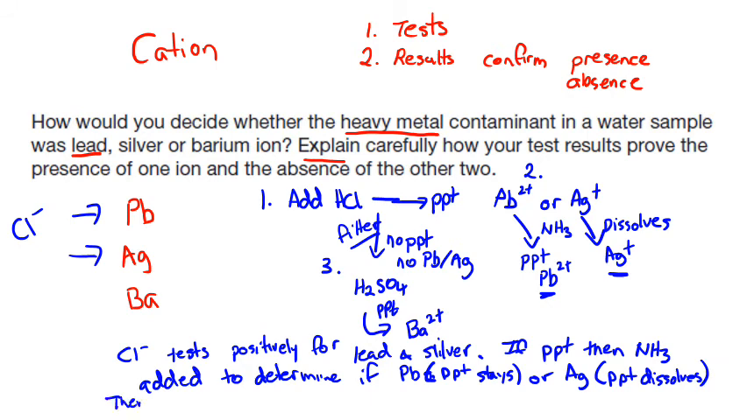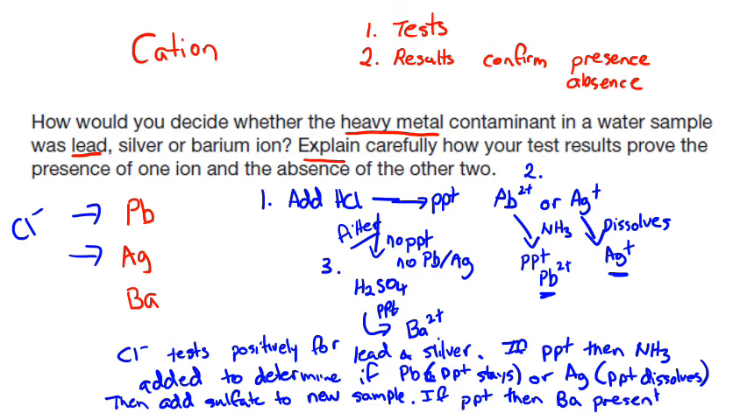Then add sulfate to new sample. If precipitate, then barium present. Okay, so what I've done there is I've shown the tests, and I've written a little bit about my results confirming the presence or absence of the cations.